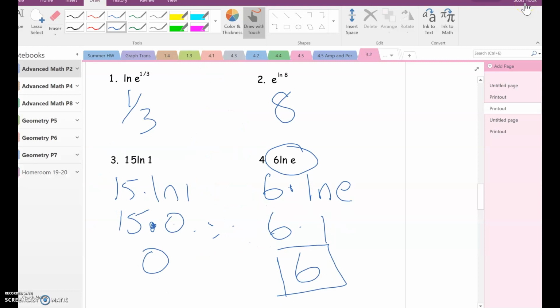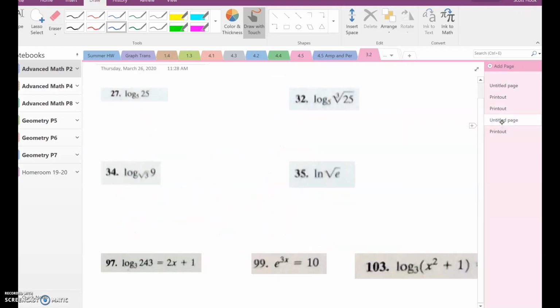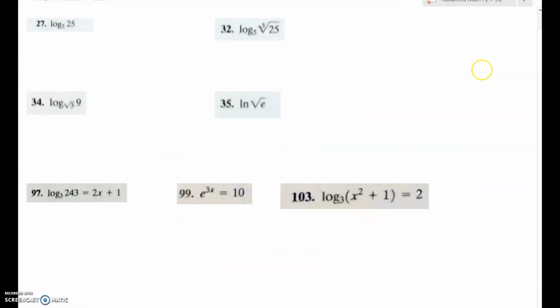All right, the last thing I want to look at is a couple of the problems from the worksheet here. In this video, I only got a few minutes left, so we're going to try to go through these. So this one here, log base 5 of 25. Again, what could we do? We set that equal to y. So that's 5 to the y equals 25. So the only thing that works there is 2.